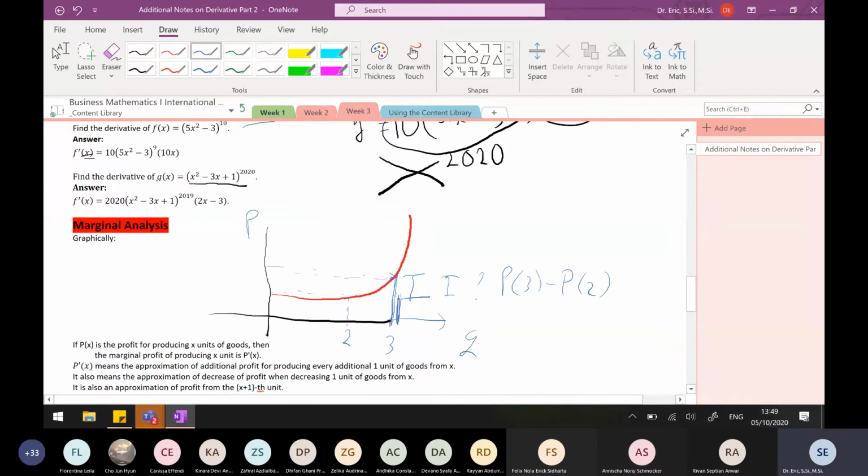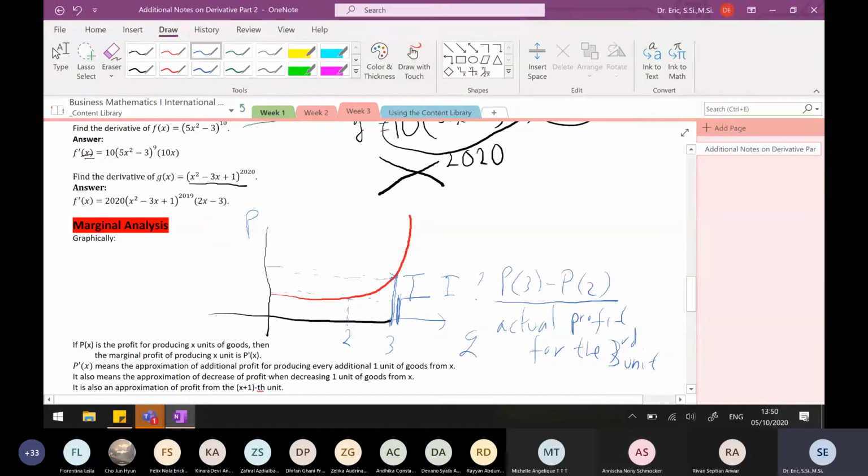Loud and clear, ladies and gentlemen? Okay, so what does P3 minus P2 mean? This is the actual profit for the third unit. Can you follow me? P3 minus P2 is the actual profit for the third unit.